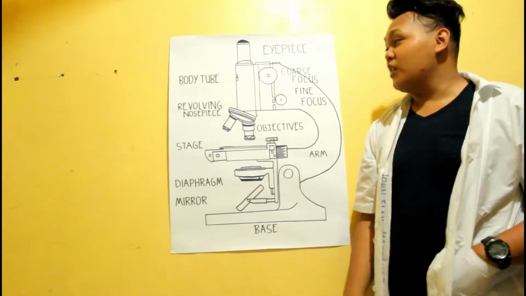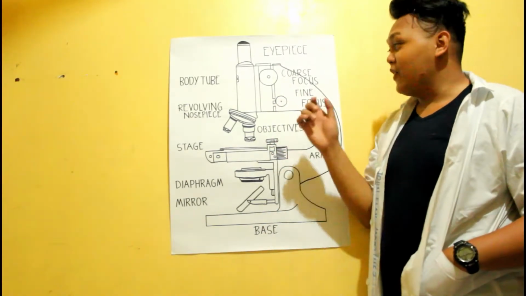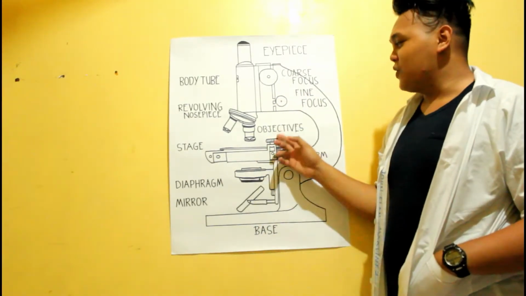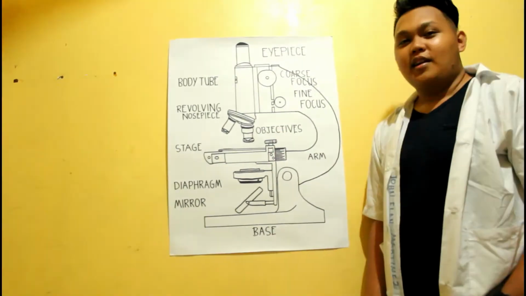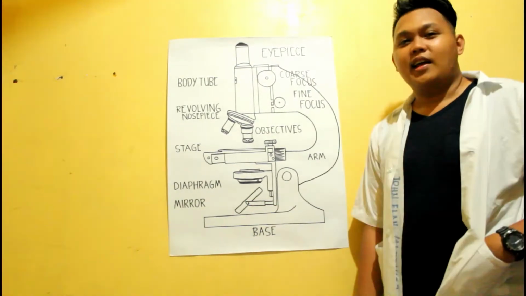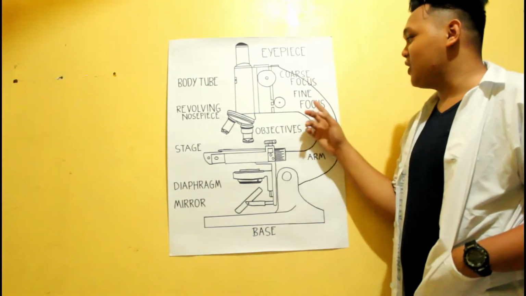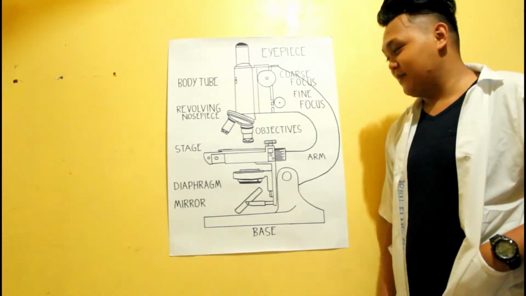And now, you can use the coarse adjustment knob to find the intensity of magnification. And you can also use the objective lenses to find the correct magnification. And after that, you're going to find a light source. And now, you're going to use the fine adjustment knob to bring out the details of your specimen.